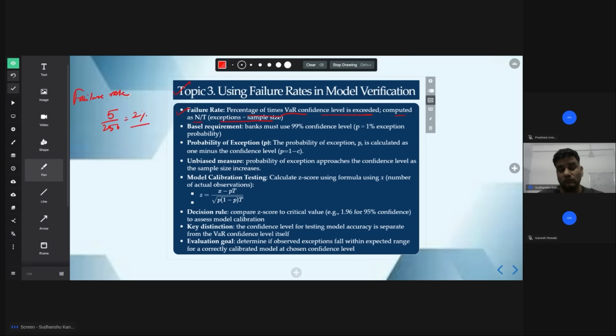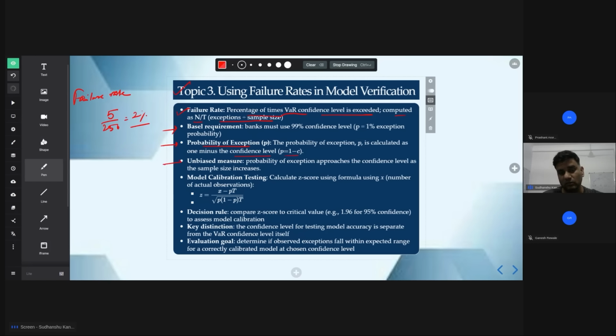Okay. Then what about the Basel requirement in this case? Banks use 99% VaR. We all know that. When you're using 99% VaR, the expected failure rate is 1%, which is 2 to 3 exceptions in 250 days. Now, if you have too many exceptions here, the model is rejected or recalibrated, right, that we need to remember. Then there is something called probability of exception, which is calculated as 1 minus the confidence level. I don't think that is too difficult to understand.